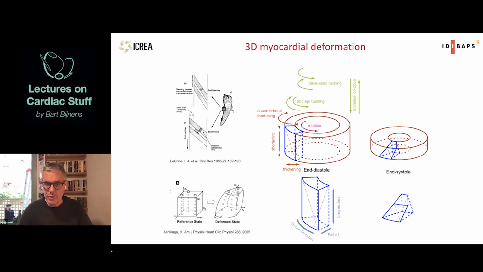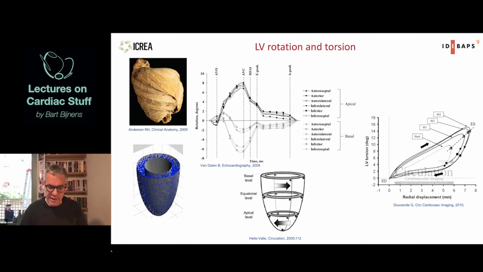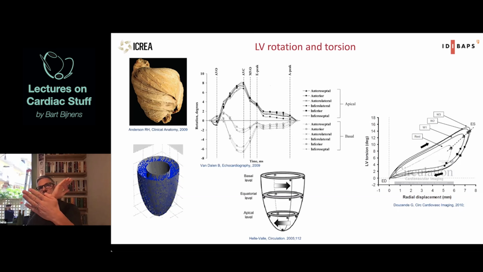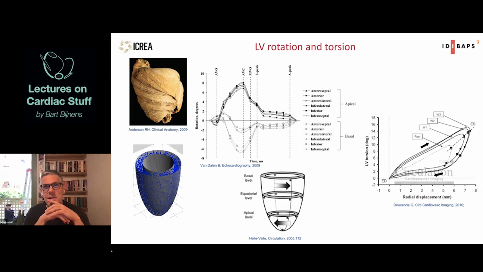Now, with regard to the rotation and torsion, people have been investigating this also, because we can measure it. And there are some interesting things that you can look at. Here you see the rotation curves of base and apex during the cardiac cycle. One of the interesting things is that the endo and epicardial fibers are oblique in different directions, so they will do rotation in different directions.